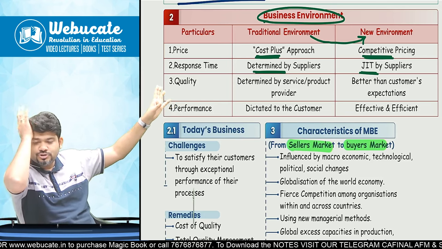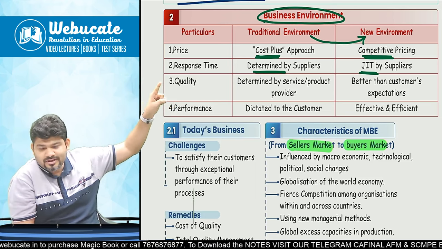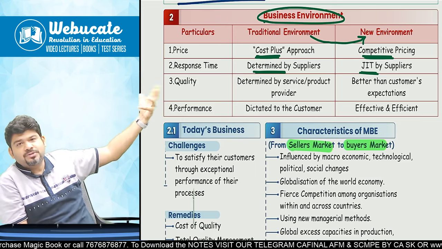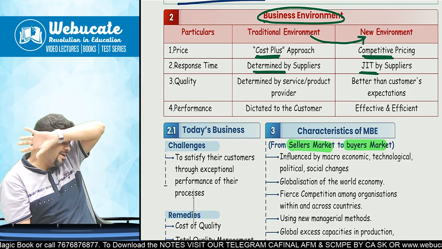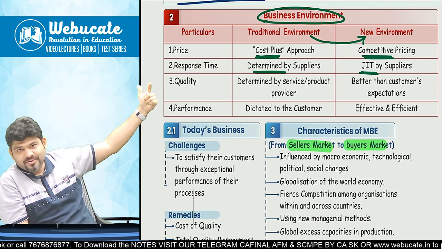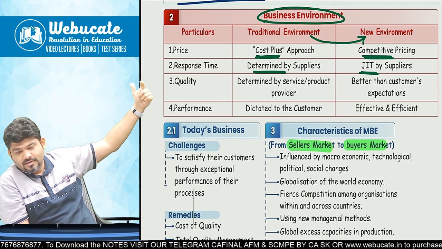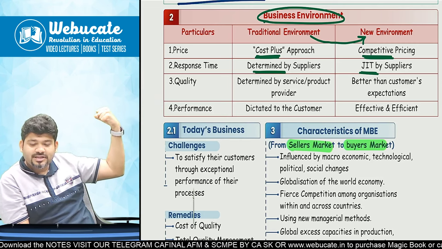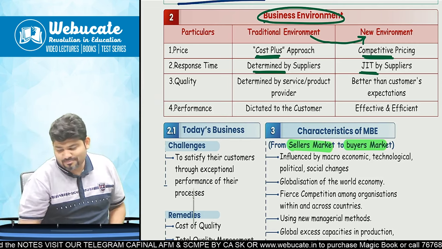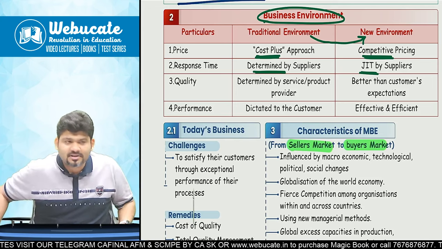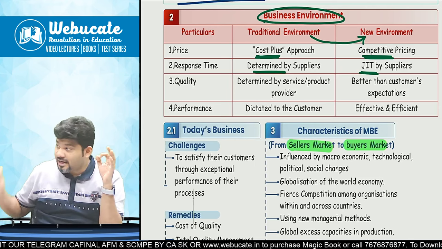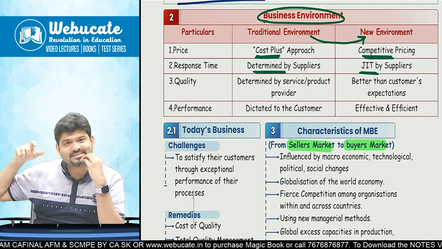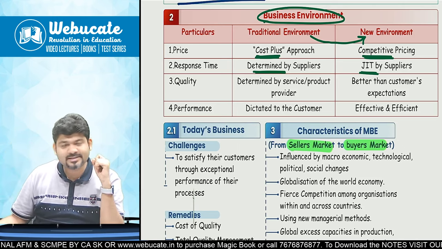Cost plus approach, competitive pricing. In terms of pricing, when it was a seller's market, there were hardly two to three sellers and so many buyers. But now there are many sellers. So buyers have negotiation value, right? Previously, when there were fewer sellers, the sellers used to determine the price. Now there are many sellers, so pricing is based on competitive pricing.